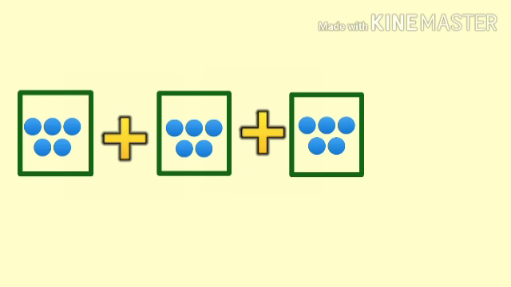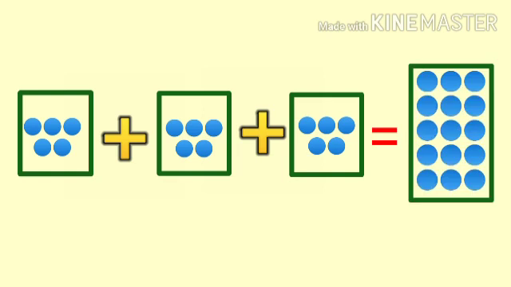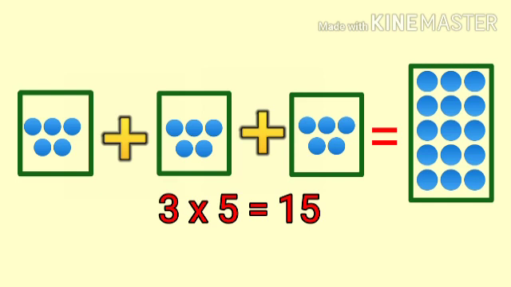Look here, children. Now we are adding 3 boxes with 5 dots. That means each box has 5 dots. Now we are adding 3 boxes and we get 15 dots as a result. To get this repeated addition easily, we can use 3 fives or 15. Here 3 represents the number of boxes, 5 represents the number of dots in each box, and the product 15 represents the result.